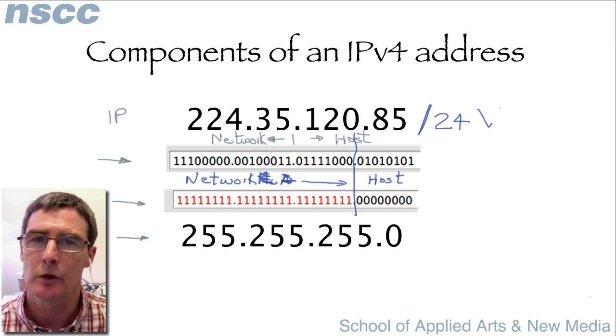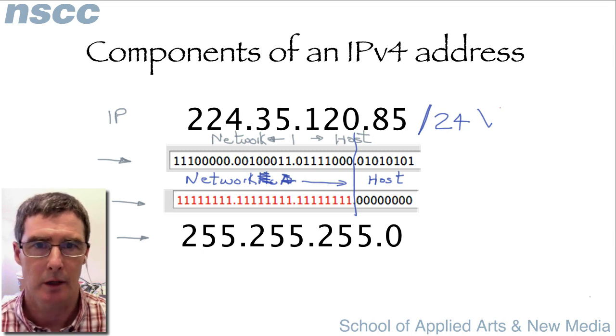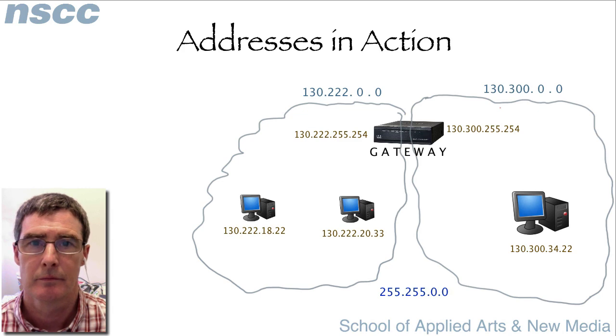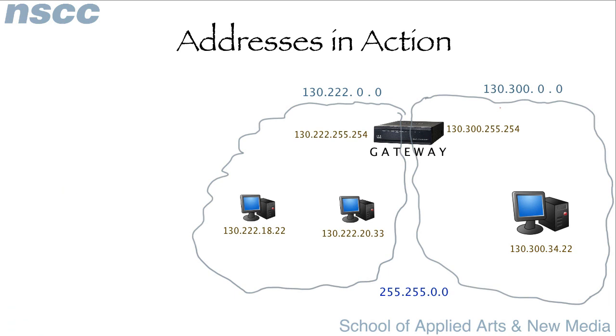So now let's look at an example of how this plays out in an actual network. Here's an example of two networks. Let's explain what we have here. This is one network, and the network address is 130.222.0.0, and we'll talk a little more about a network address a little later. We're going to show two actual networks. Each one of these would be considered a local area network, or LAN.